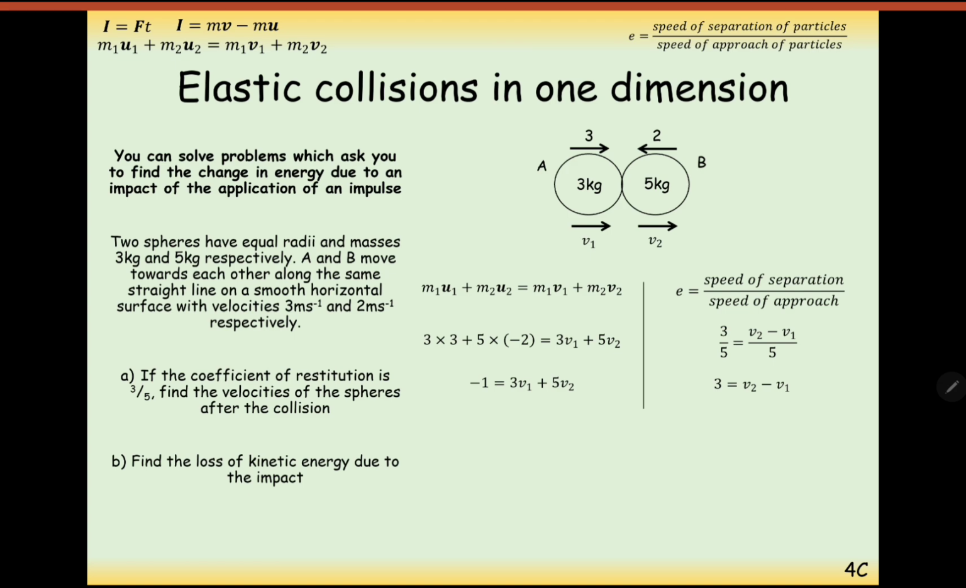And I'm going to go straight to the calculator and solve it. v1 gives me -2 and v2 gives me 1. So v1 has actually switched direction, so it's now pointing in that direction with a speed of 2, and v2 is pointing in that direction with a speed of 1.